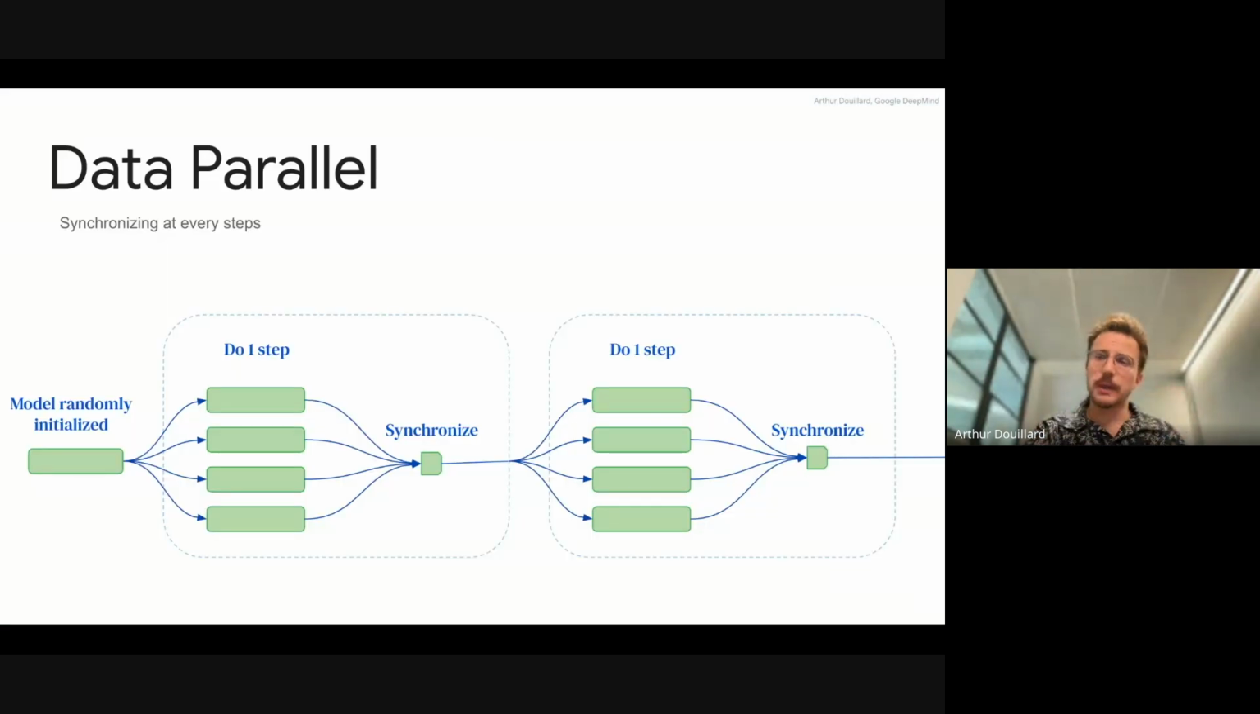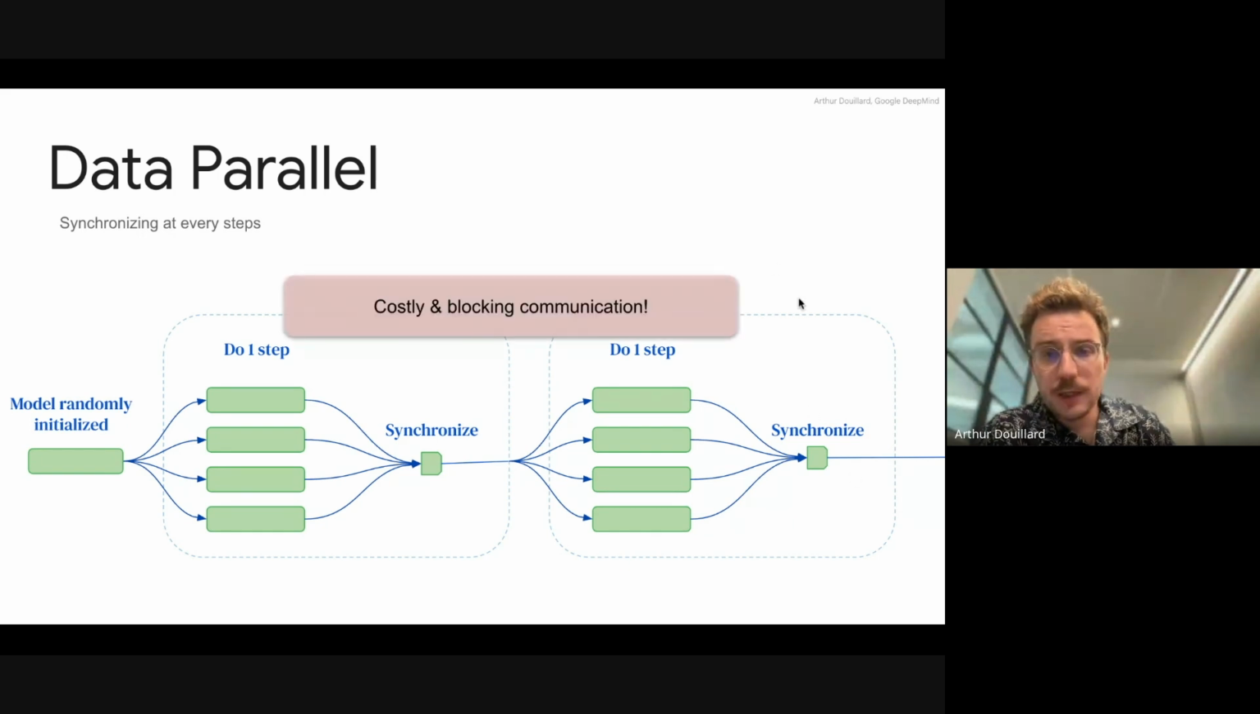So I'm going to first come back to data parallel to explain how we can go from data parallel to local training. In data parallel, as I said before, you start with a model randomly initialized. You put a copy of the same parameters on each GPU. You do one step, so that's a forward, a backward, and you synchronize. That's the all-reduce, your communication bottleneck. And then you do again a forward and a backward on each GPU with a different subset of the data, and then you synchronize again.